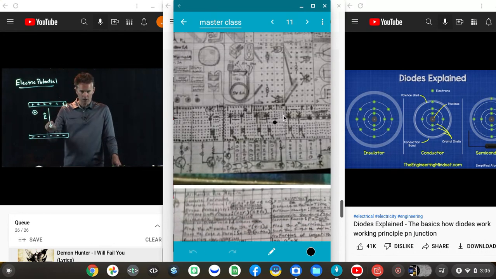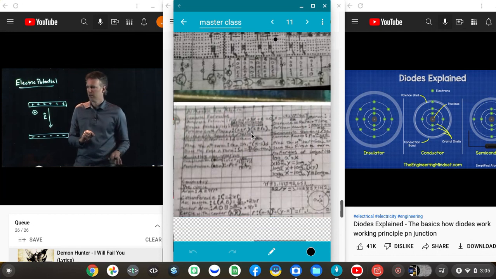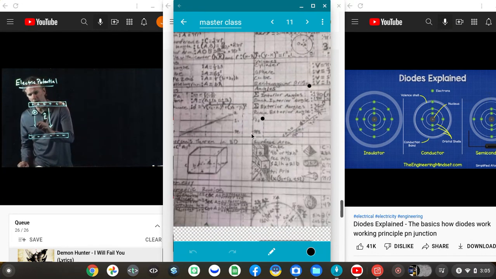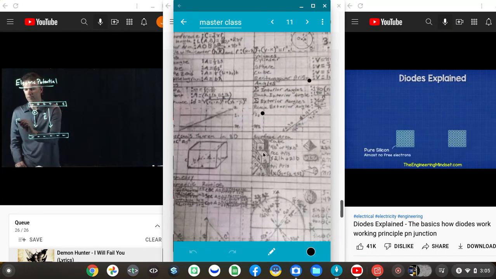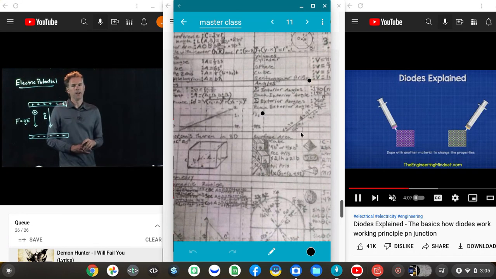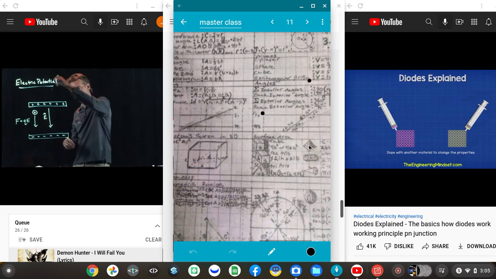charges, except for this little dot. There's going to be a force on this positive charge, F, which is equal to Q times E. For a positive charge, it goes with the field.